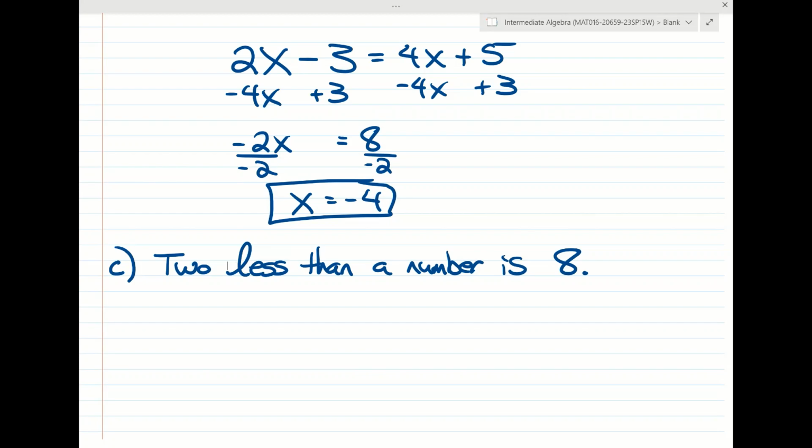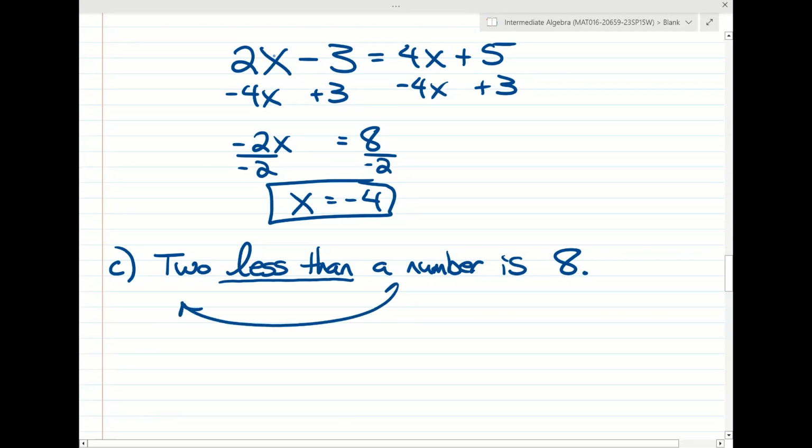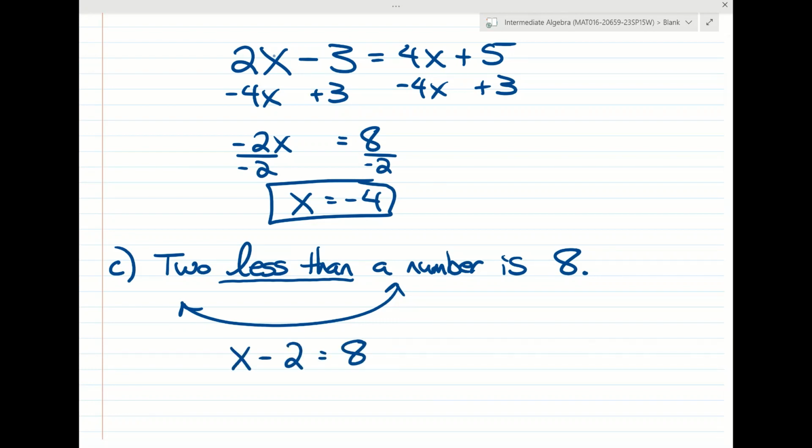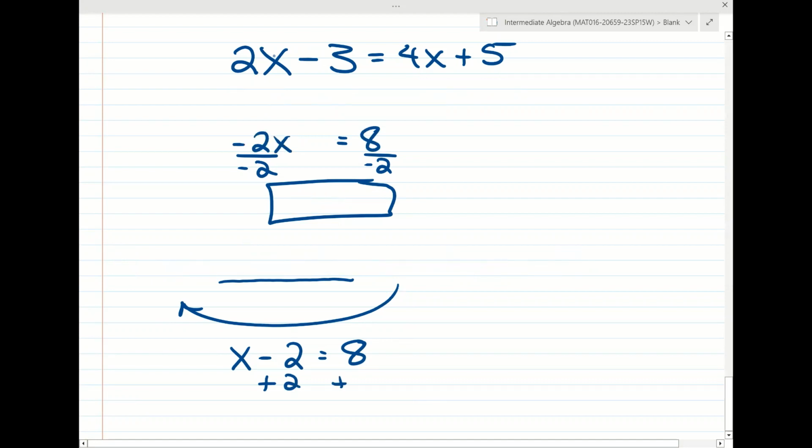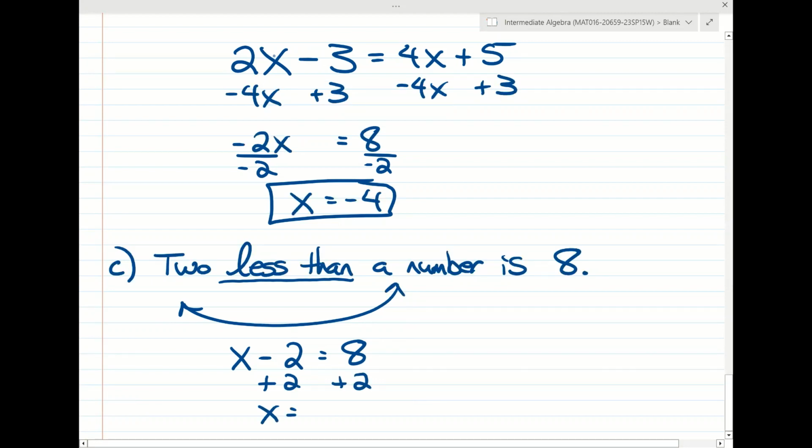This one's a little tricky. That's why I wanted to show you this. Whenever you have something like "less than," what that means is you kind of have to switch the order. So 2 less than a number means x minus 2 is 8. And then you can see that's the right way to do it because you get 10, right? Obviously, 2 less than 10 is 8, but you just have to set it up correctly by switching the order.